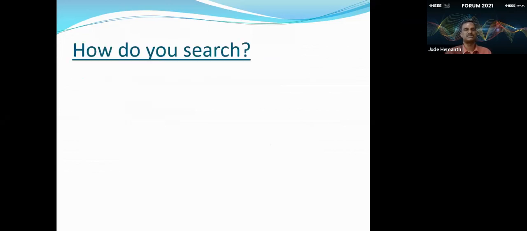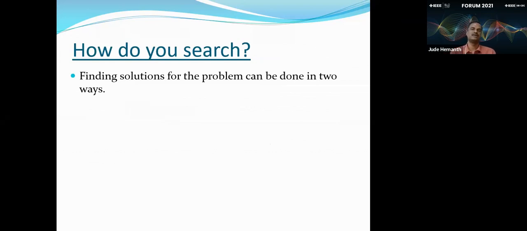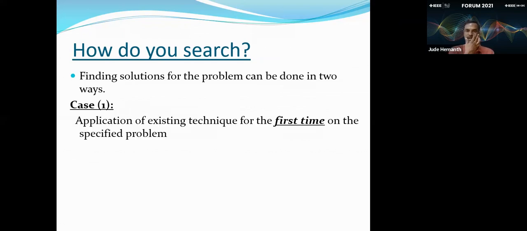So how do you search? How do you bring that novelty? How do you bring that new technique? How can you show the difference? It can be done in two ways. So the first one is application of an existing technique for the first time on the specified problem.